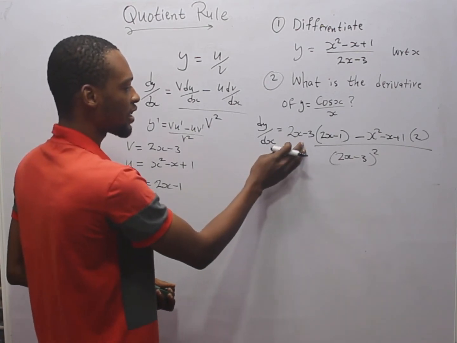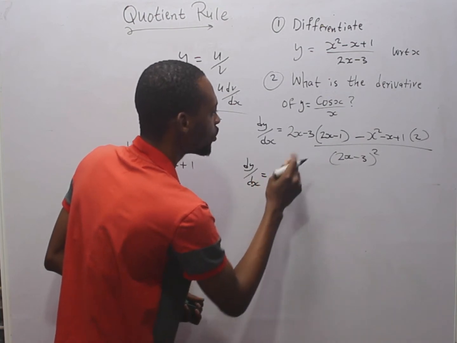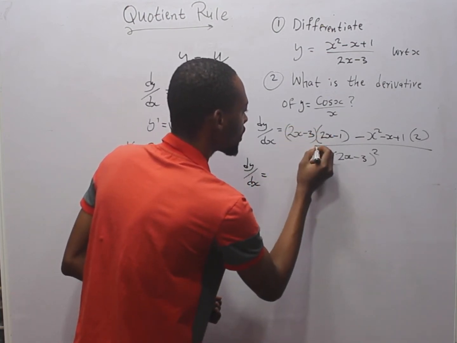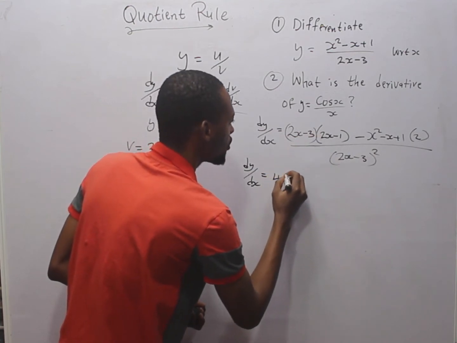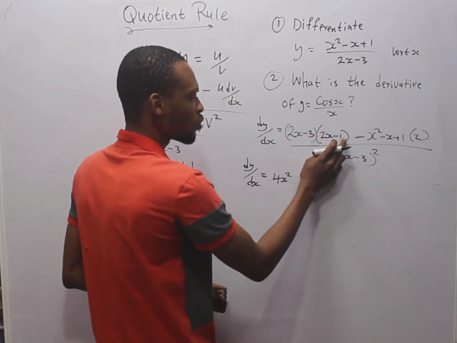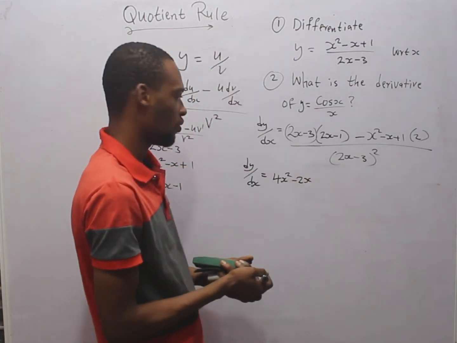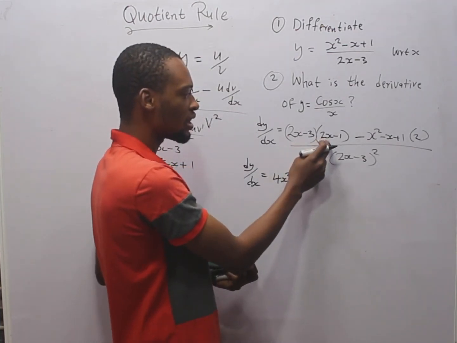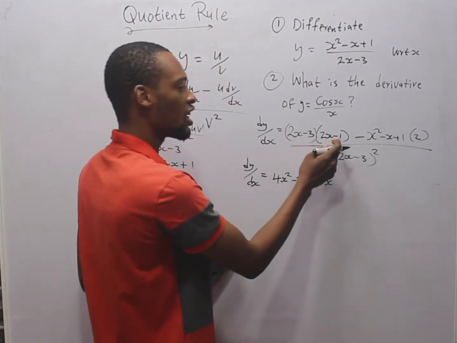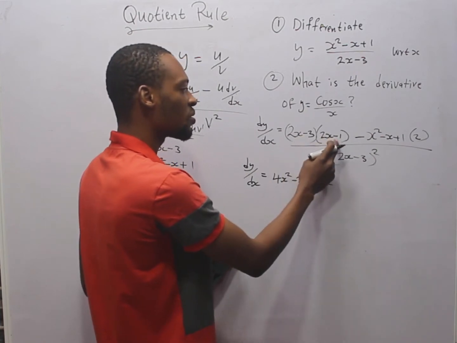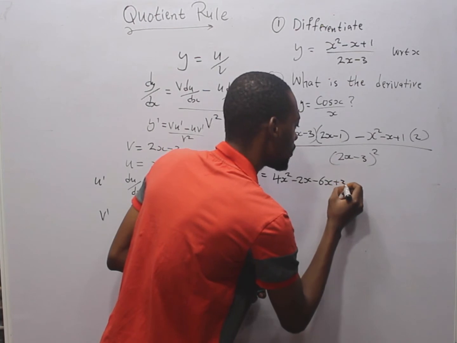We can open up this bracket to have dy ds equal to, this is the same thing as 2 brackets. 2s times 2s is 4s squared. 2s times minus 1 is minus 2s. Minus 3 times 2s is minus 6s. Minus 3 times minus 1: minus times minus is plus, 3 times 1 is 3. So that is plus 3.